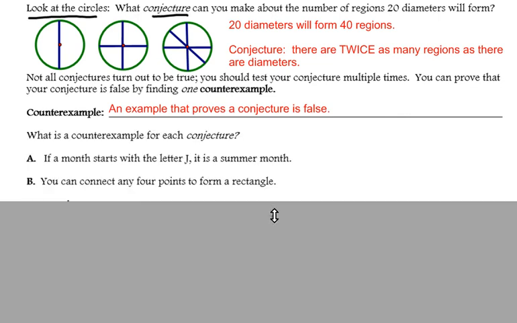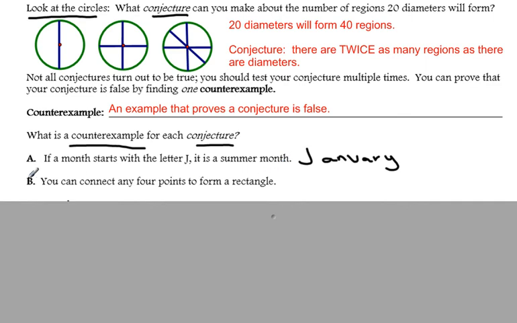Okay, so a counterexample for each conjecture, we'll do the first one together. If a month starts with the letter J, it is a summer month. Well, I want to prove that this is false by thinking of a counterexample to that statement. Well, January is not a summer month, and it does start with a J. So all you would have to write for your counterexample would be the word January. That word, January, proves that this conjecture is false.